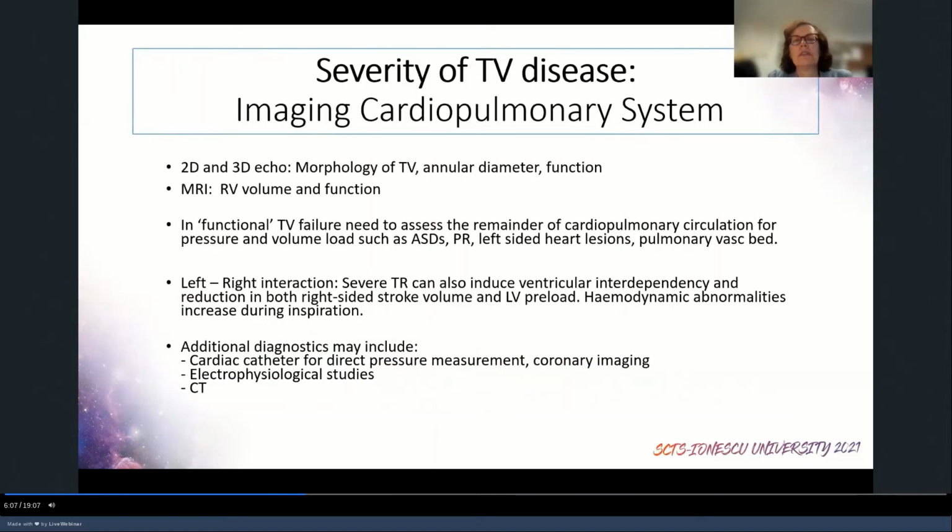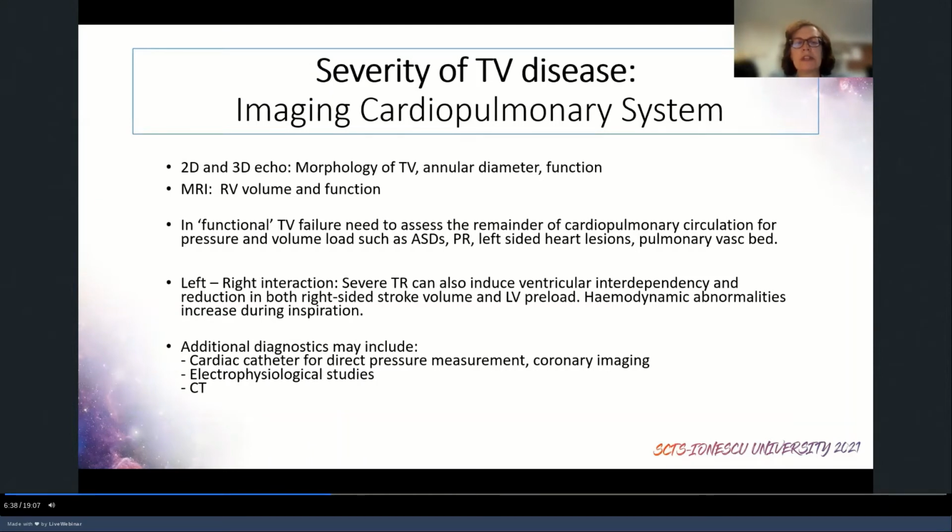So what are we doing to image the heart to help us look at these elements? Cardiac echo is really, really good to look at the morphology of the tricuspid valve and the annular diameter as a measurement of size. But for right ventricular volume measurements, MRI is much more useful. Both echo and MRI give us estimates of cardiac function.